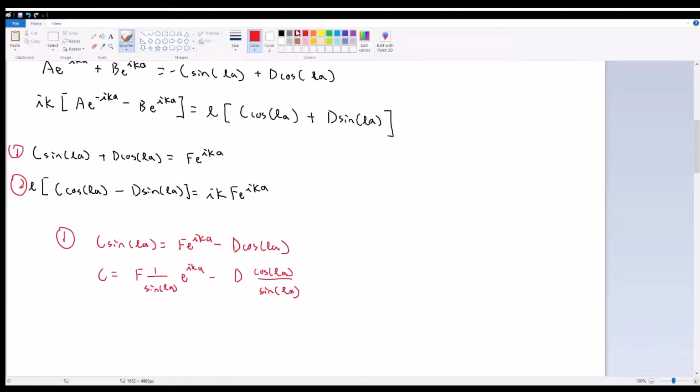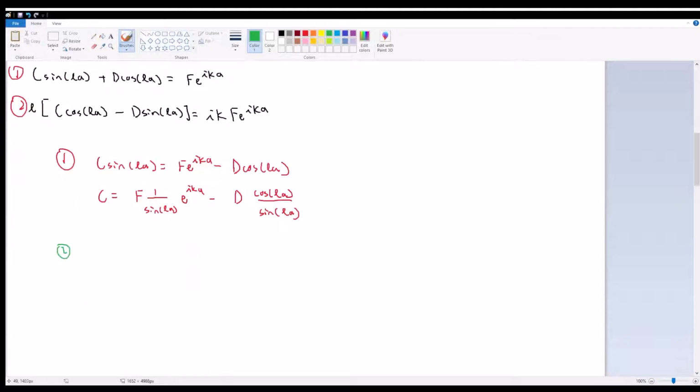Then I can plug it into the bottom expression. So we're going to plug this into equation 2. And what we get is l multiplied by F times cosine la over sine la times e to the ika minus D times cosine squared la over sine la, and this is equal to ik F e to the ika.